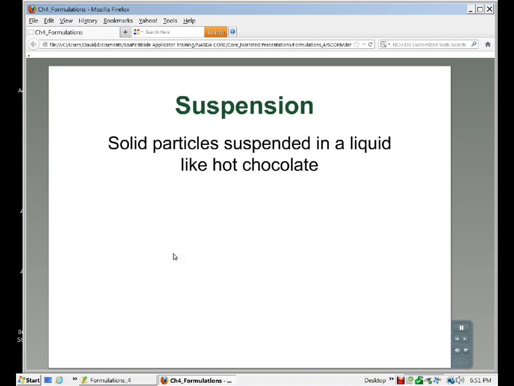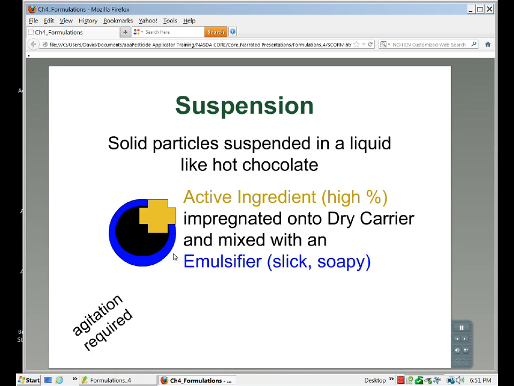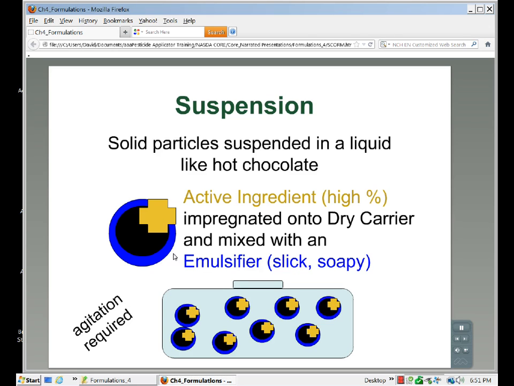Suspension mixtures require continuous agitation, or the particles won't remain evenly dispersed and suspended in the liquid. Wettable powders, dry flowables, and water dispersible granules are good examples. The active ingredient of these dry formulations is bound to the outside of a dry carrier, which is then mixed with an emulsifier to cause the dry powder to become slick. Once mixed with water, the emulsifier keeps the suspended dry particles from sticking together. Agitation is required to keep the dry particles that carry the active ingredient suspended in the spray mix.